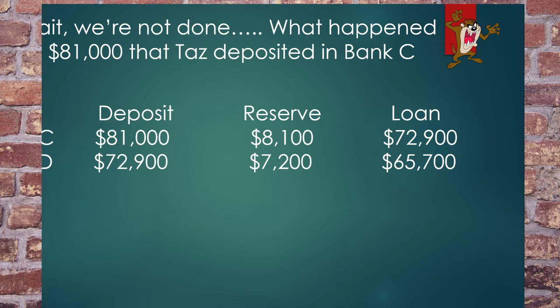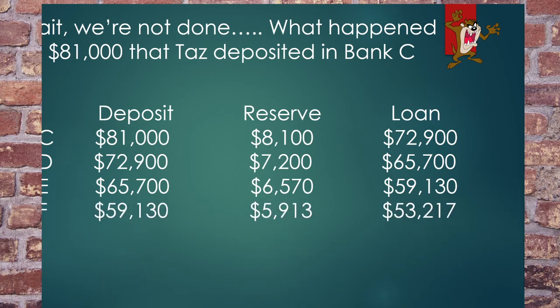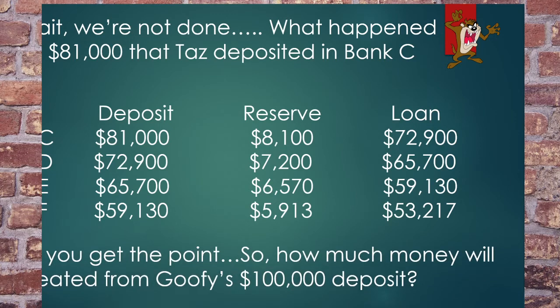Loans of 65,700. All right, Bank E has a deposit of 65,700. They hold 6,570. They lend out 59,130. Okay, and then we do Bank F. You see where we're going with this, right? I don't know about you, but I'm tired of talking about it. So you get the point.